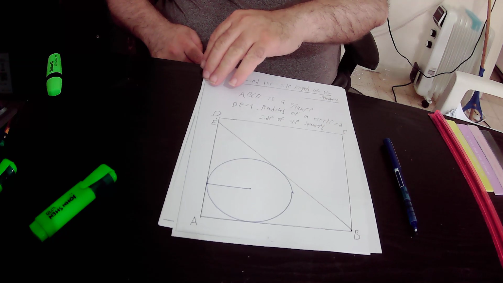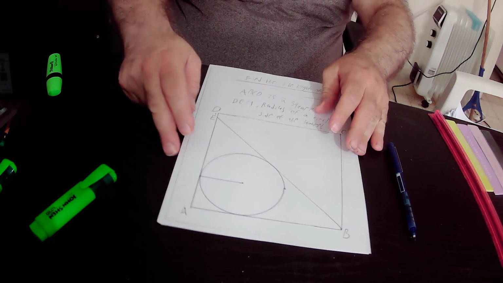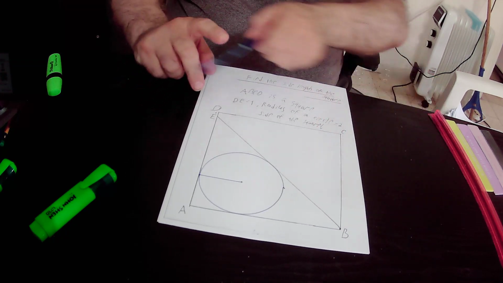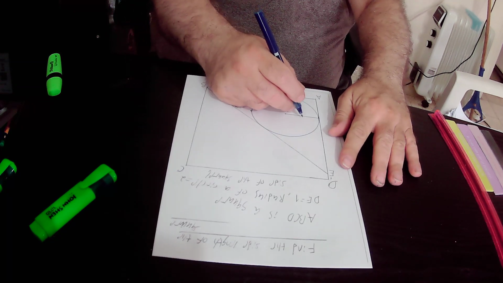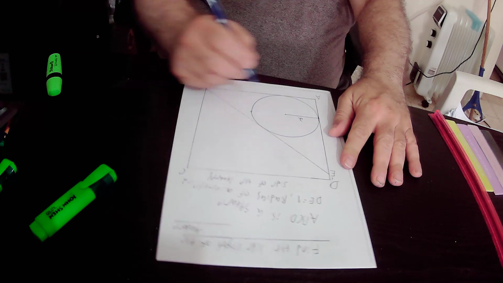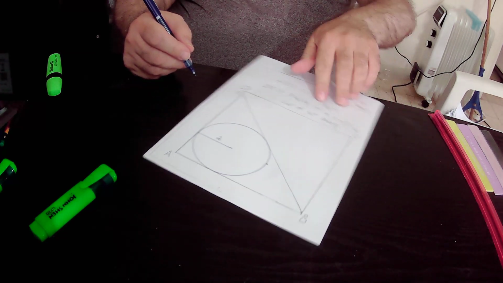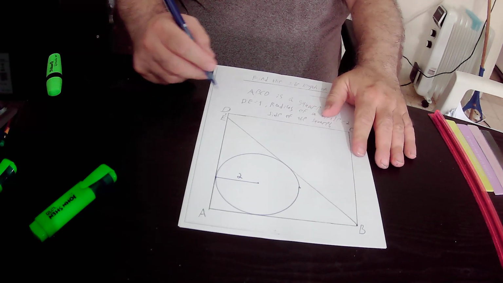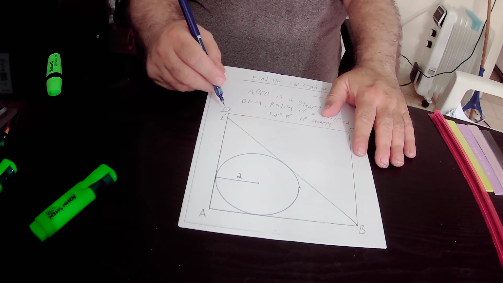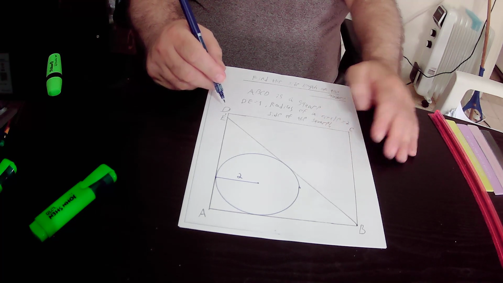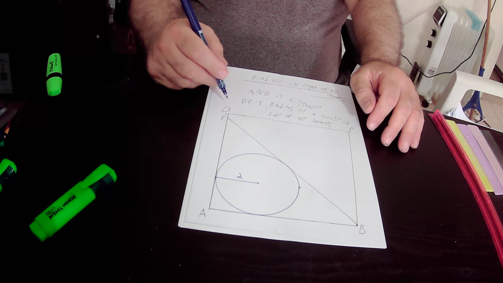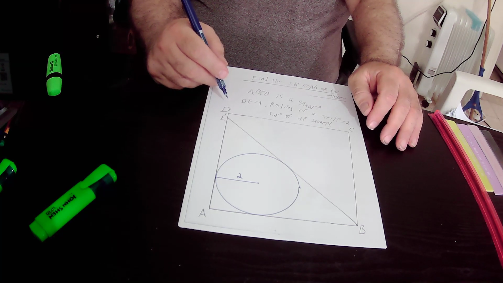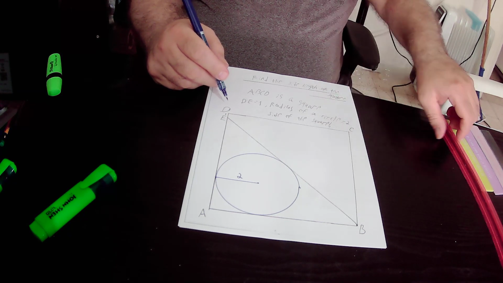In the drawing we have square ABCD. We know that the radius of the circle is equal to 2 units, and we know that line segment DE equals 1 unit, and we want to find out the side length of square ABCD. So first of all we define the side length of square ABCD as x.